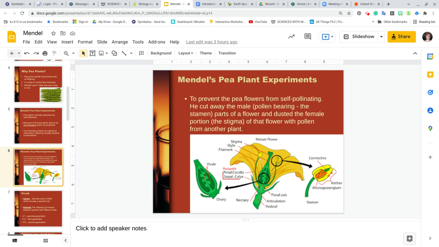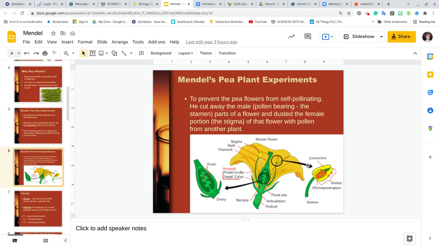Okay. Mendel's pea plant experiments. How did he stop them from self-pollinating, if they normally self-pollinate? Simple enough. He cuts off the male parts. That's right, snip, snip. It's that easy. And then he took the male parts from one plant and he would use a little paintbrush and he would paint that pollen onto a different plant. If you watch the video, you have seen him talk about something like that.